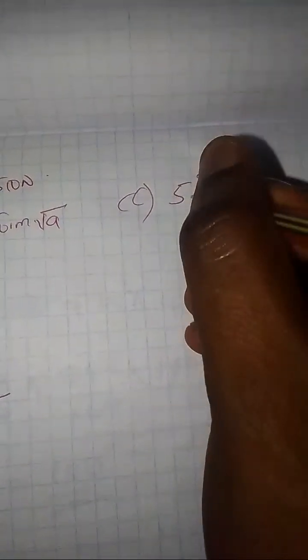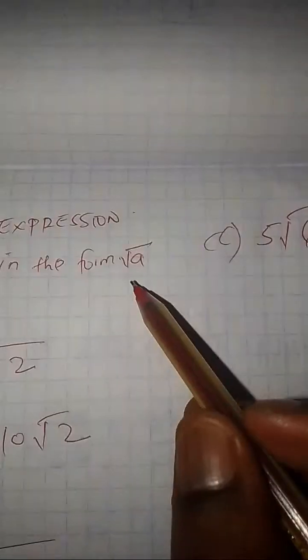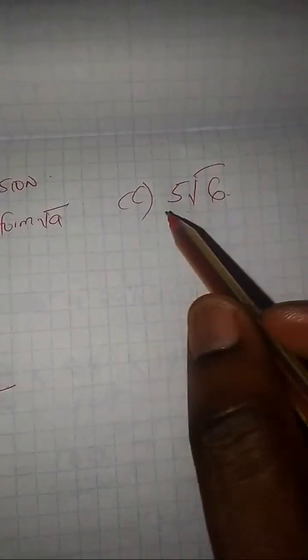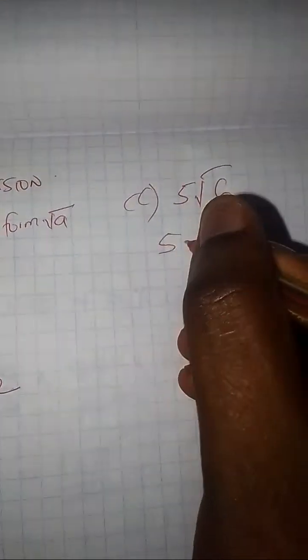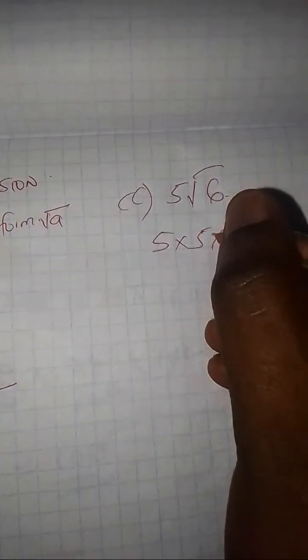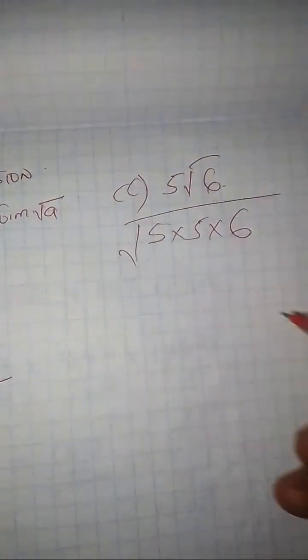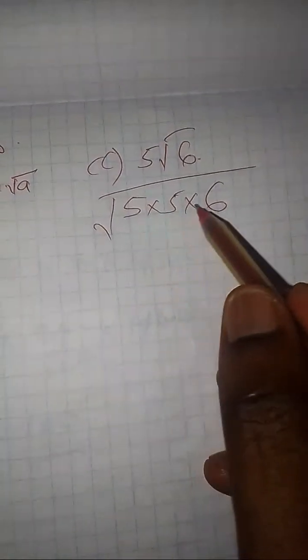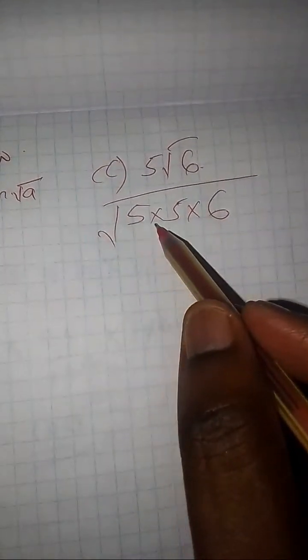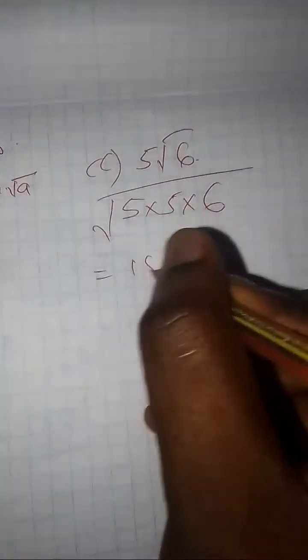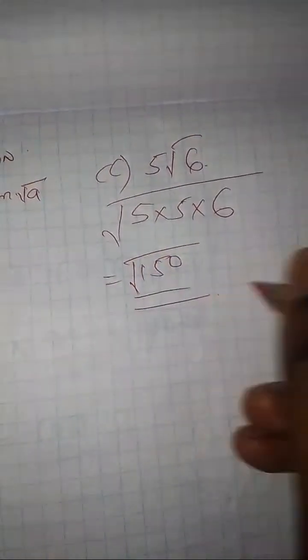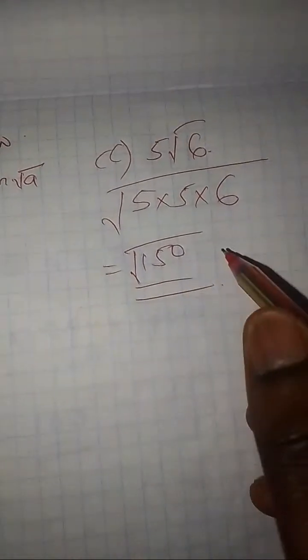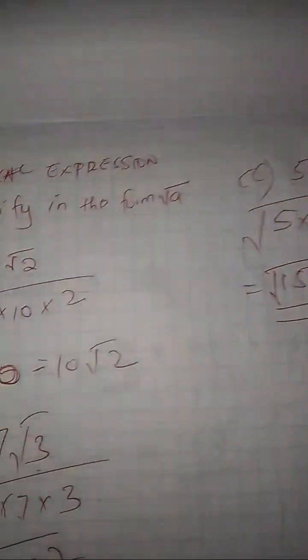So let's also have another example. Another example, we shall have part C. So we shall have 5 root 6, into this form here, root a. When that one is given, this 5, we just have to multiply by itself, then multiply by this 6. So all of them shall be in the root now. So 5 multiplied by 5 is 25, and by 6 is 150. So the answer now becomes root 150. So that is how that one is done.